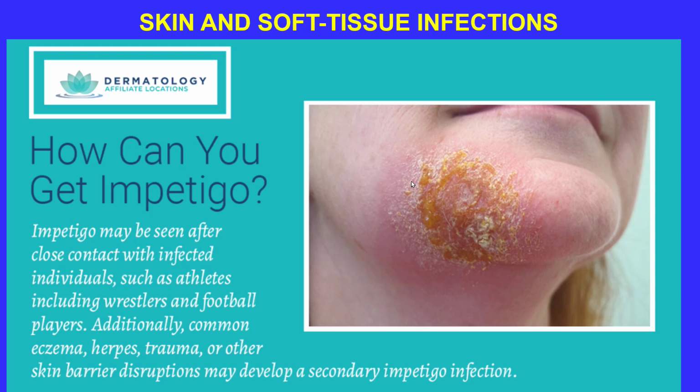Additionally, sometimes you're going to have another disease come in, and they may develop a secondary impetigo infection. Some of these diseases include eczema, herpes, trauma, or other types of skin disruptions.